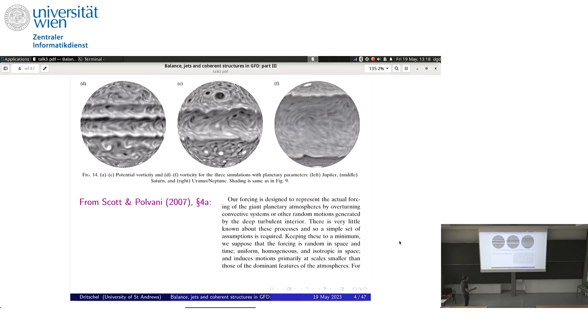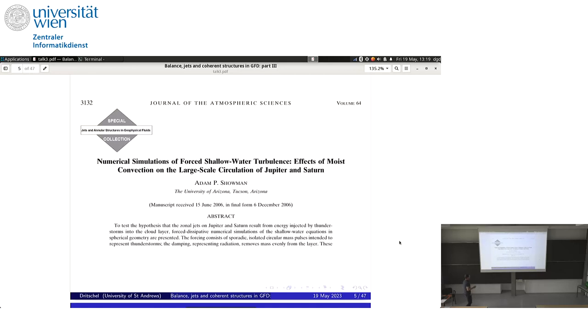The key thing is that we're thinking there might be convective systems forcing the flow here, and that's what is motivating the way we're going to force the flow. There was a key work by Adam Showman, in the same special issue, also published in 2007, where they specifically injected mass by so-called thunderstorms. They produced localized mass anomalies in the shallow water system, and took it away by some radiative damping effects, which would basically relax the free surface and conserve total mass. So that was the model here. I have to say, in this paper, it was not a global model. They took a mid-latitude sector, which I think overlapped the equator, and they just did a sector model.